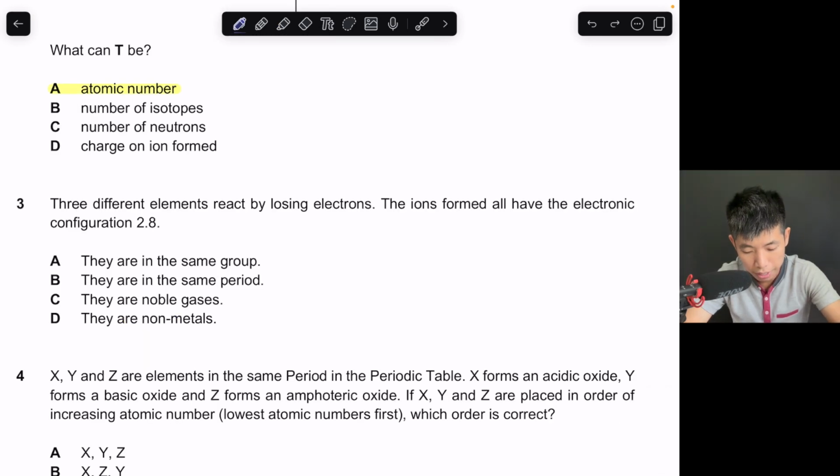Question 3, they react by losing electrons. We know they are likely to be metals. They all have the electronic configuration 2,8, which means that before they lose the electron, they must have one additional shell with a certain number of valence electrons in there. Okay, this means that they must be in the same period. And this is period number 3.